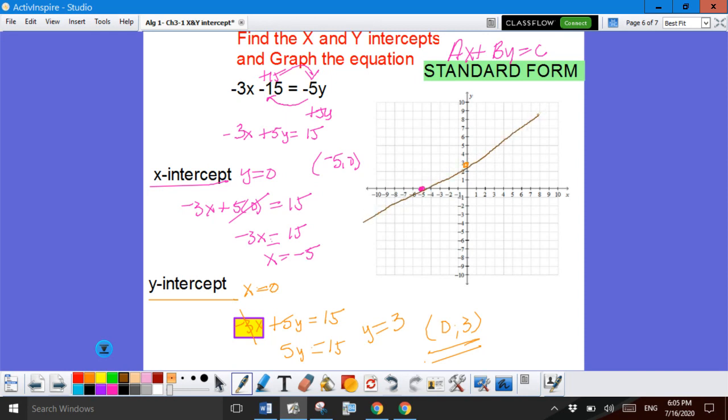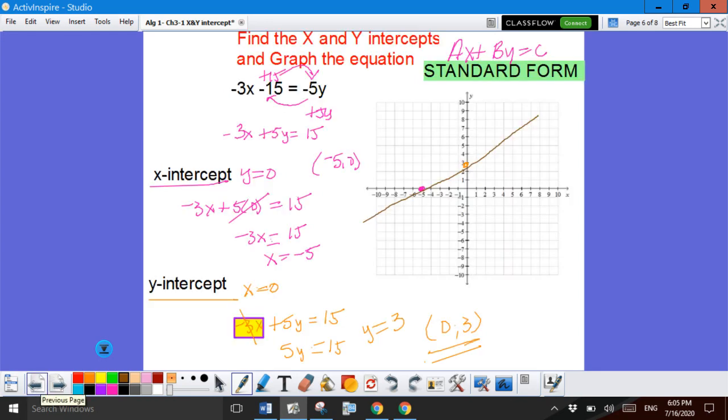Positive slope going up. All right, so today you're going to be working on practicing those x and y intercepts, finding them from a variety of equations. So remember, take them to standard form first and then substitute and solve.